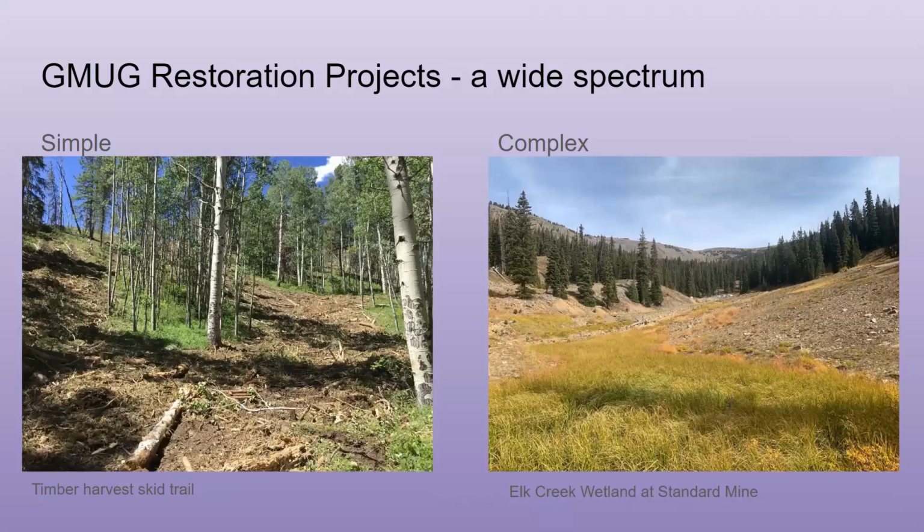Then over on the right, a little more complex, that is the Elk Creek wetland at the Standard Mine. So that's off of Kebler Pass Road going from Paonia to Gunnison. Beautiful drive right now. The aspens are popping. That was an EPA Superfund site that was restored back in 2010. So there were a lot of steps to that. There was tailings removal, they capped an old adit, and they restored a wetland, which we did in collaboration with a contractor, Alpine Eco Restoration. So that's about 10 years post-restoration. It's looking pretty good, but that's something that we do occasionally, but not like the timber sales that are like every year we've got something new.